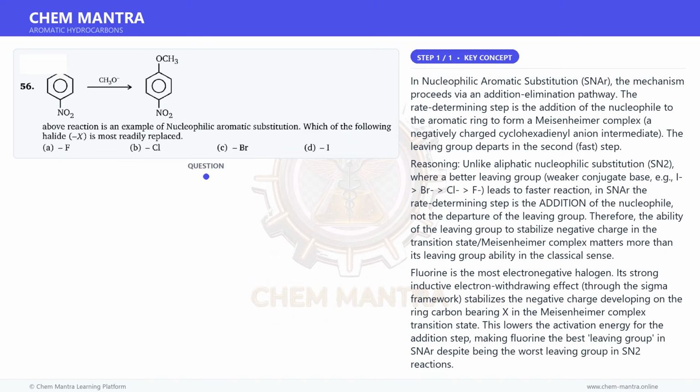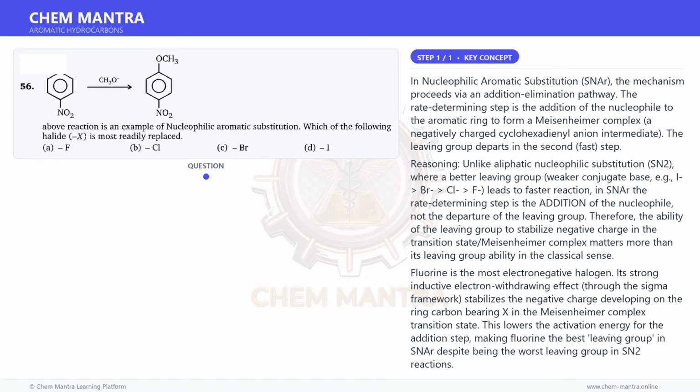In nucleophilic aromatic substitution, SNAr, the mechanism proceeds via an addition-elimination pathway. The rate-determining step is the addition of the nucleophile to the aromatic ring to form a Meisenheimer complex, a negatively charged cyclohexadienyl anion intermediate. The leaving group departs in the second, fast step.